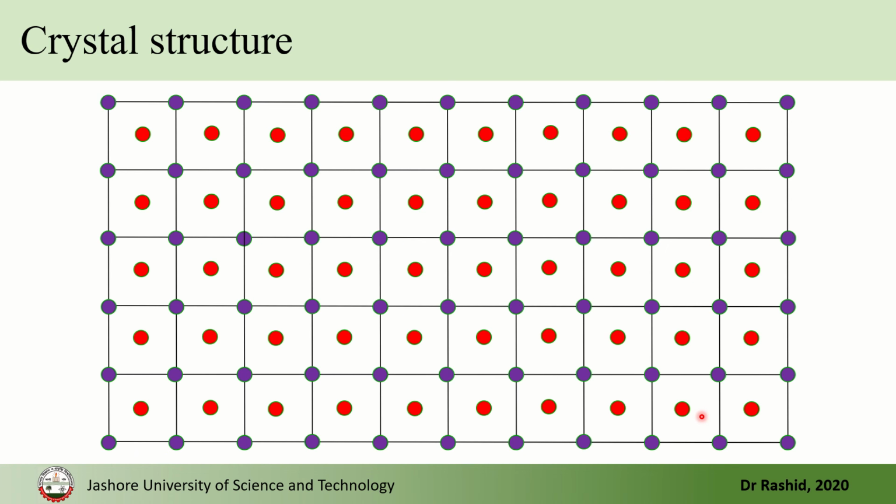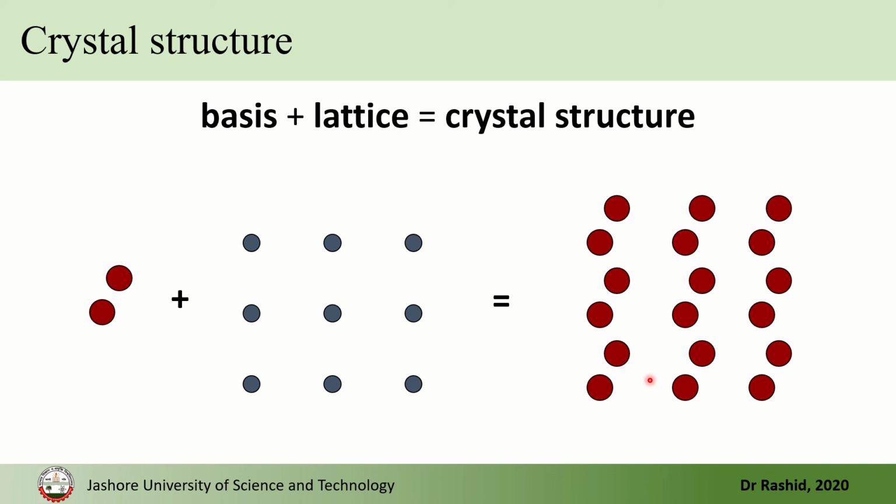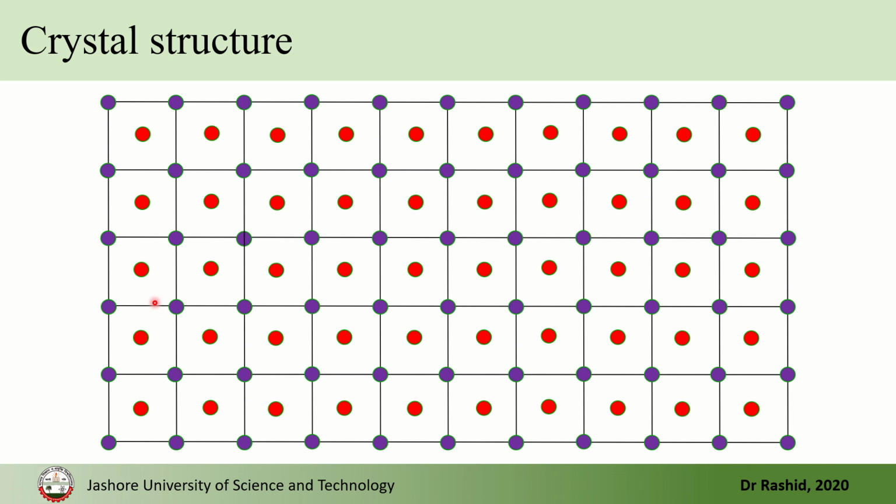Before going to the real life examples, this is also another arrangement. I think this one is simpler than this one. So this is a square. In the center of the square, you have another atom. I colored them differently to show you that this is different than this one. So this is a square lattice, and you have one atom at the center.